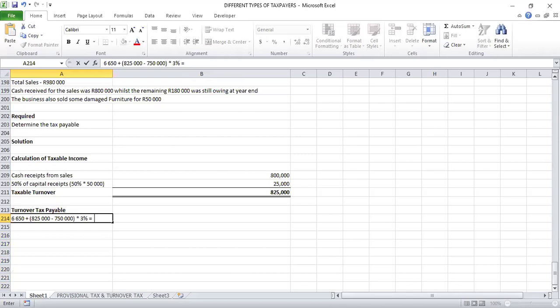So as you can see, their tax rates are lower. What do you get? 8,900. So this is the tax that they will pay. So you see that there's a relief, because if it was a company, it was going to pay 27% of 825,000.